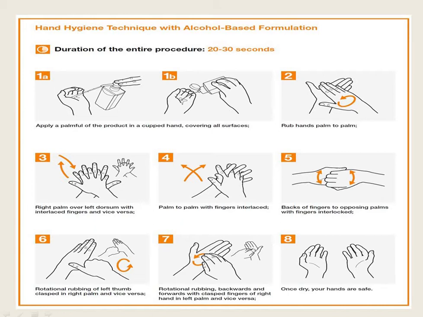Then rotational rubbing of the left thumb clasped in the right palm and vice versa, so that the thumb is clean, and rotational rubbing backwards and forwards with the clasped fingers of the right hand in the left palm and vice versa, so that the tips of the fingers are also clean. And once you dry your hands, you are safe. So these are all the things we should consider, and not only the palm. It is the palm, the dorsum, the fingers, the thumb, and then we have to dry it.